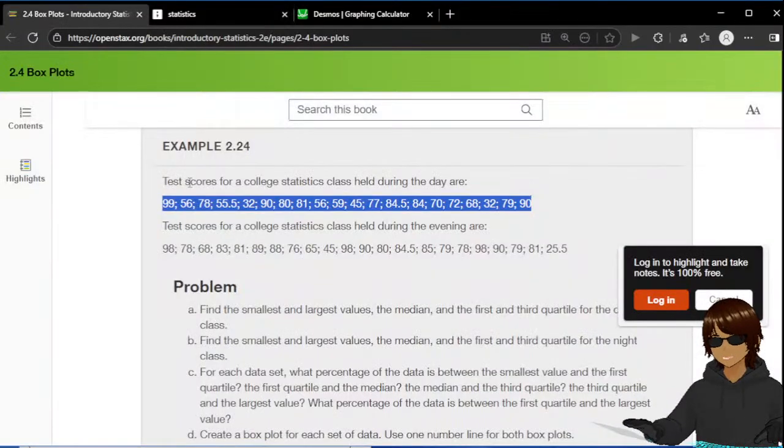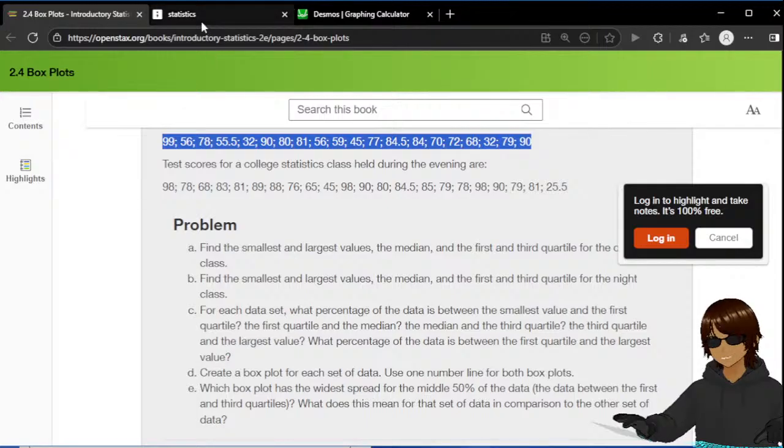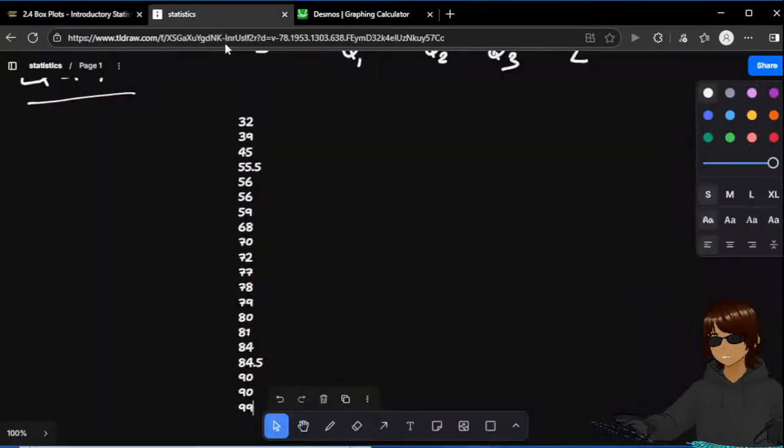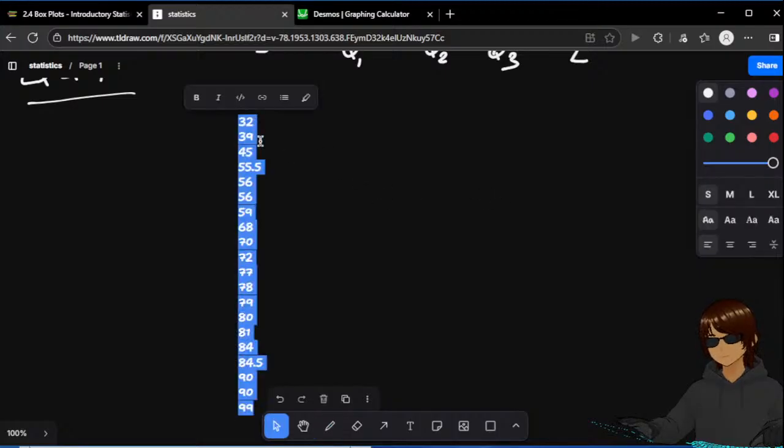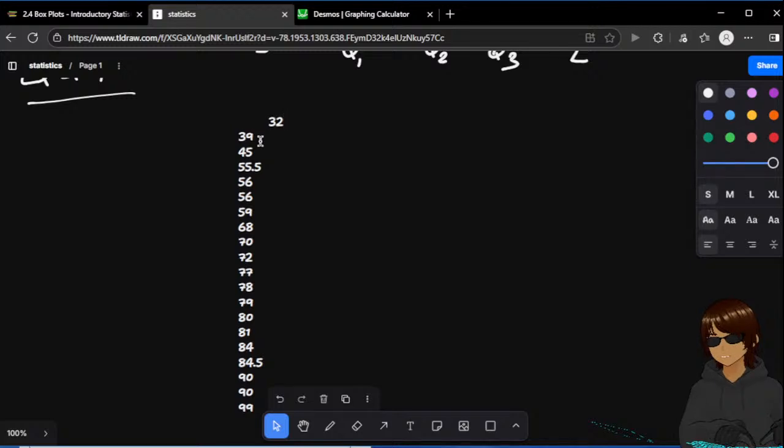So we have the smallest and largest, 32 and 99. The median, the first and third quartile. So wait. Nope. 1, 2, 3, 4, 5, 6, 7, 8, 9, 10. 11, 12, 13, 14, 15, 16, 17, 18, 19, 20.